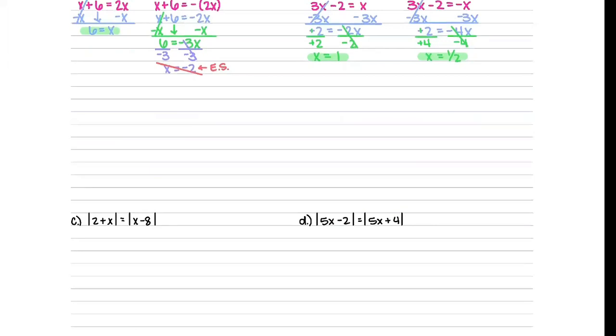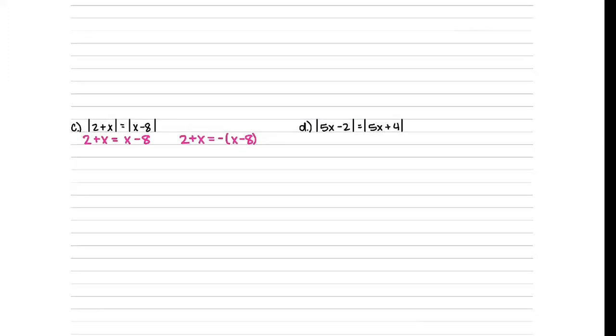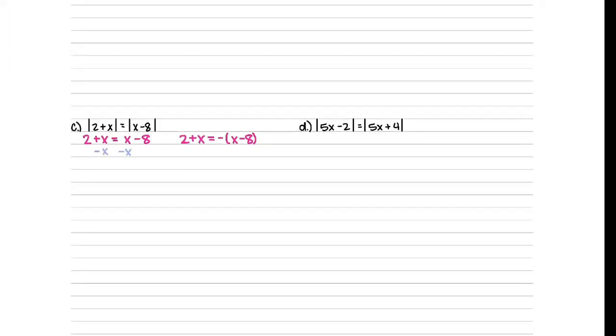For C, we have the absolute value of 2 plus x is equal to the absolute value of x minus 8. So again, I'm just going to get rid of my absolute value bars. I have 2 plus x is equal to x minus 8, as well as 2 plus x is equal to the opposite of x minus 8. I'm going to move my x's over by subtracting them from each side. So this is leaving me with 2 is equal to negative 8. This is not a true statement, so I'm going to forget about this one and not work with it any further. I'm going to work with my other one.